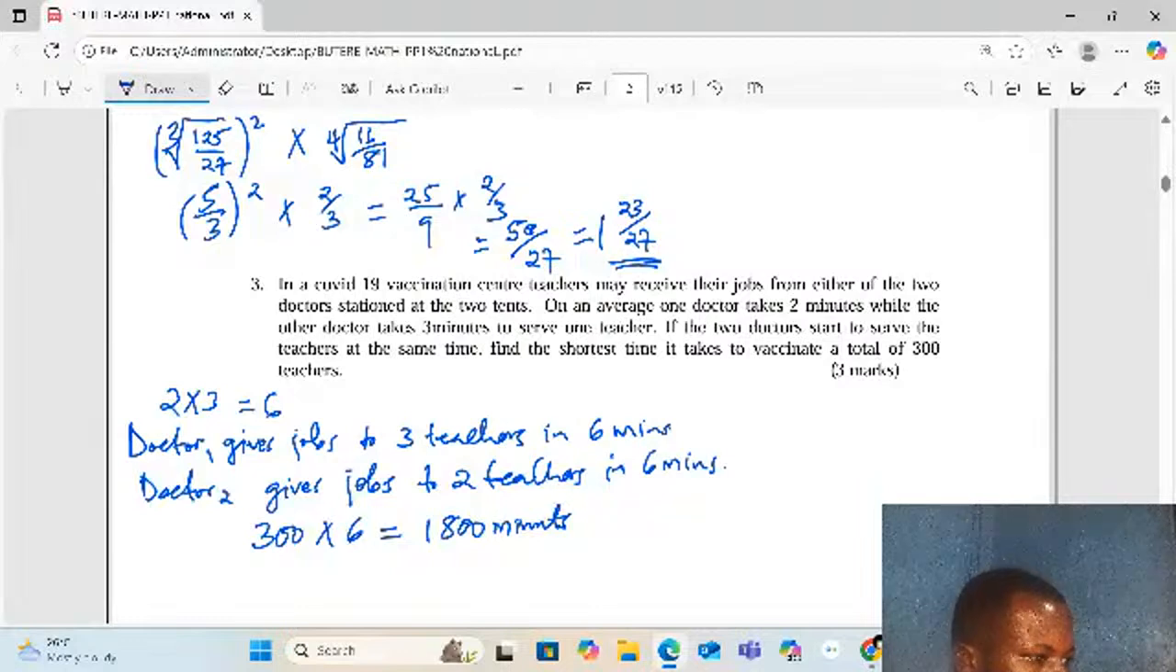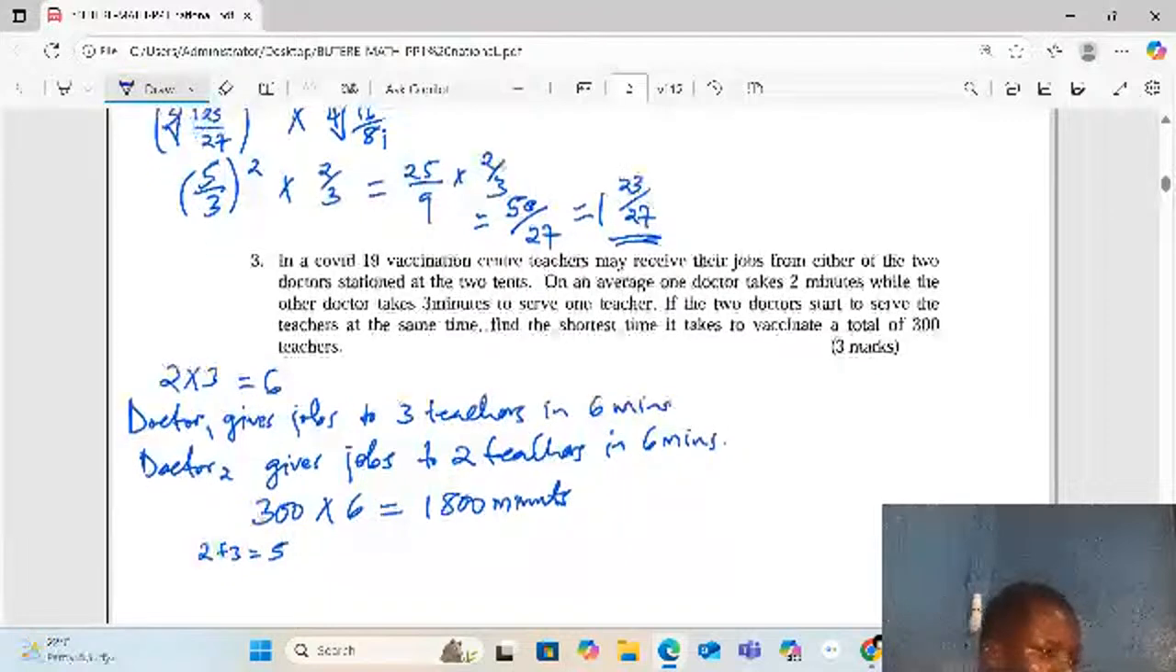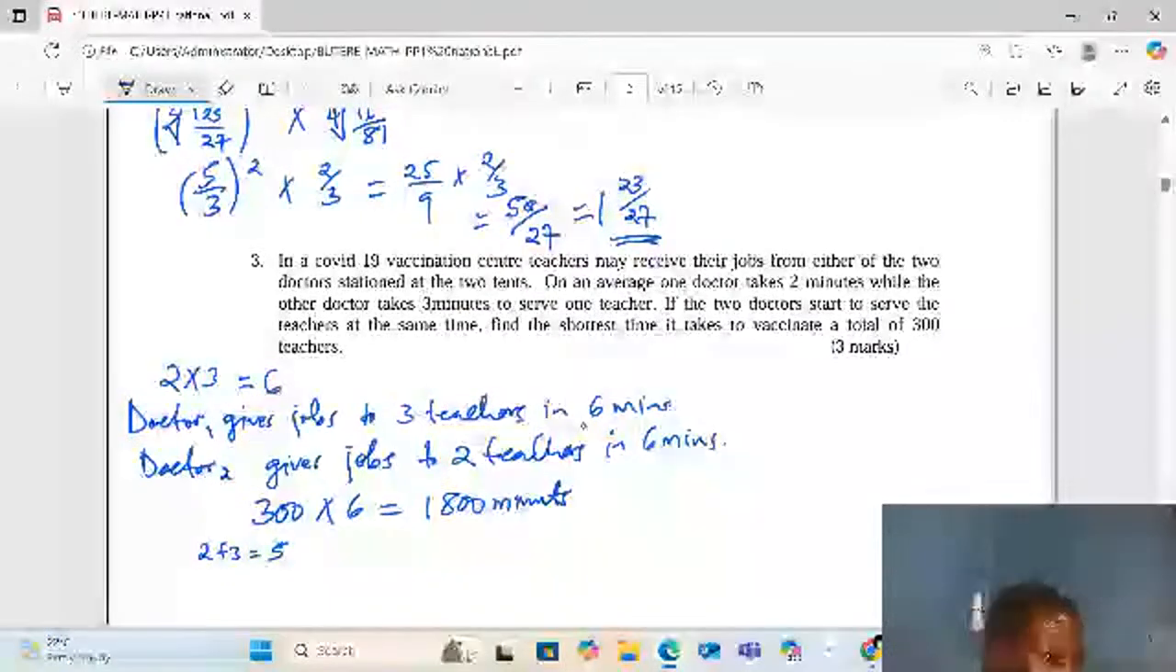Now let's look for the shortest time it is going to take for the doctors to serve 300 teachers. One is taking 2 minutes, another one 3. So 3 plus 2, we shall have 5 minutes each. 2 plus 3, we have 5 minutes each.